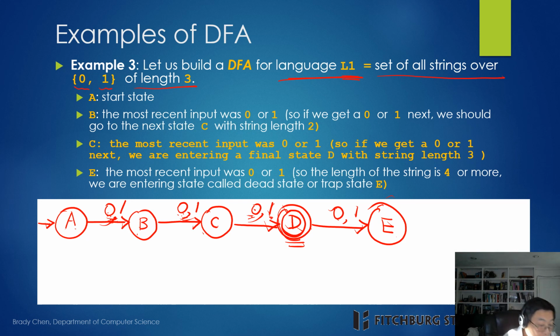Now after E, if we have 0, this is going to make the string 5 characters, a string of length 5. So we're going to stay in E, still not an acceptable state. So that's actually the dead state. If 1, it also stays in state E. So state E is a dead state or trap state, right? That's the accepting state, the final state.